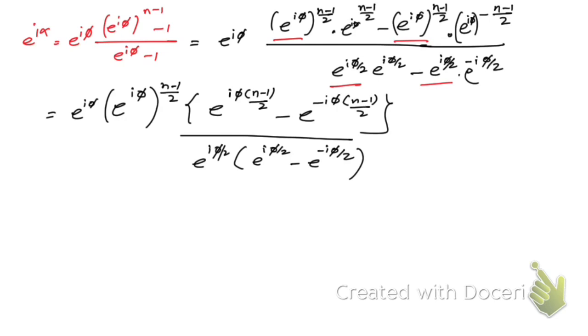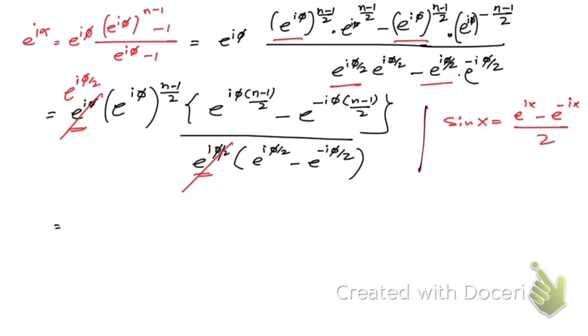Now here you can see that we have a formula that we can apply. Sine x can be written as e to the power ix minus e to the power minus ix divided by 2. And if we apply that, just do one more thing. If you divide this one by this, then you're going to have e to the power i phi divided by 2, right? So that's what we're going to have.